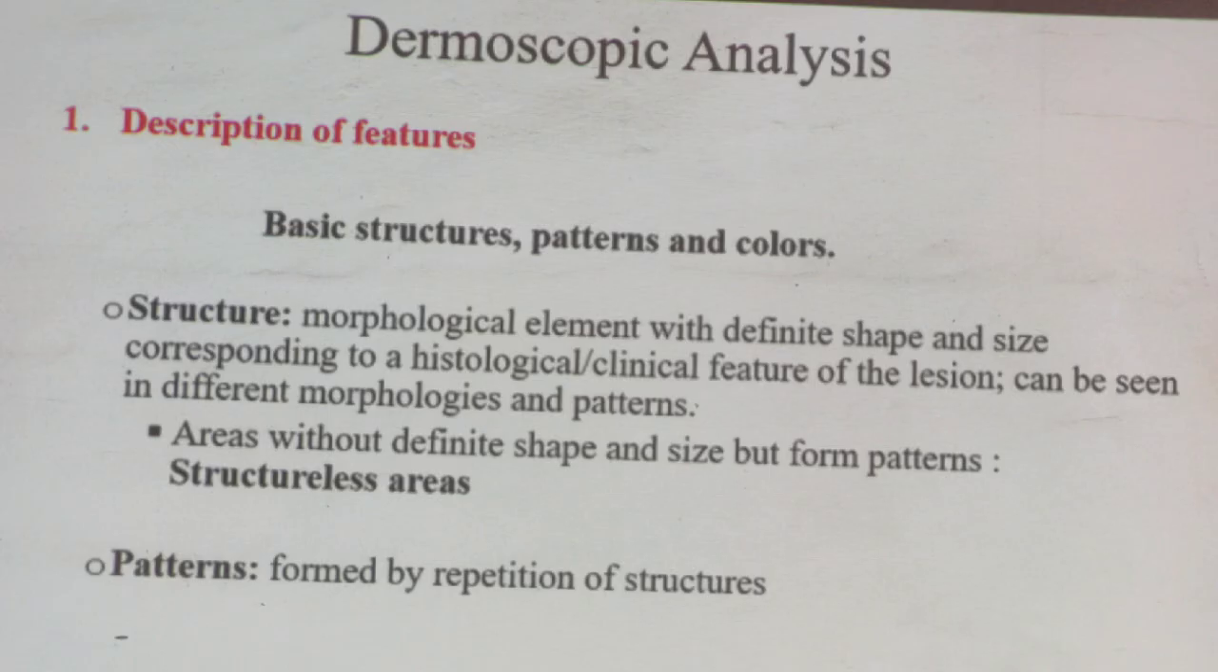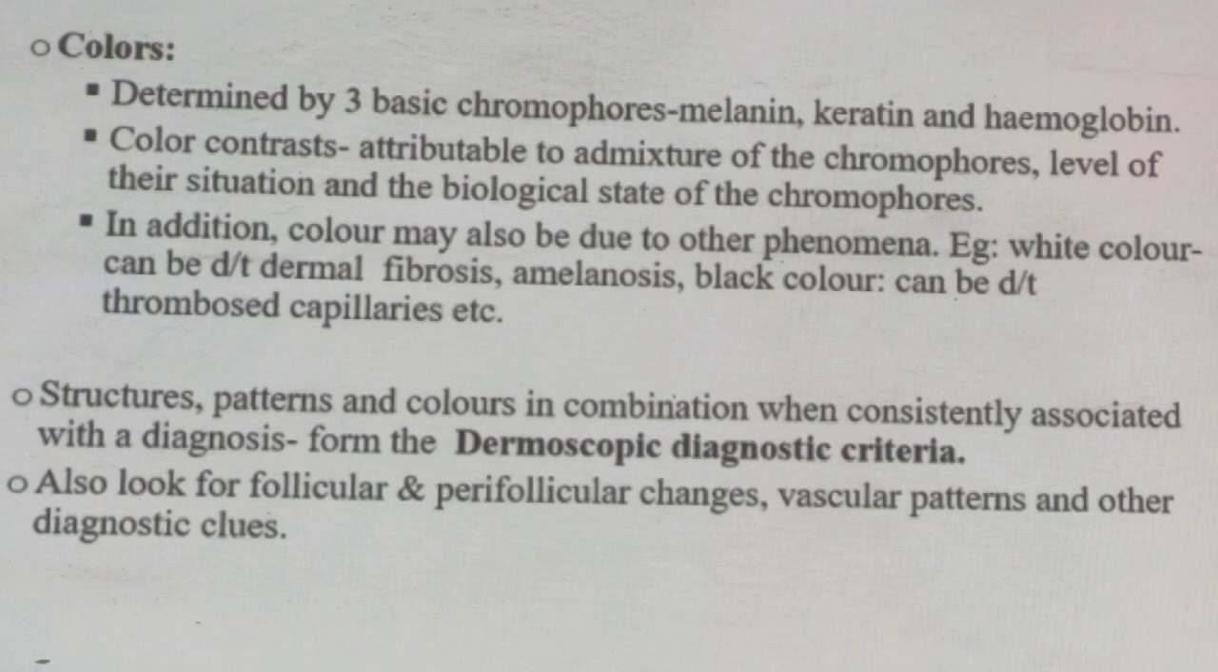Coming to dermoscopic analysis, it involves description of features and interpretation of the features. So description of features include basic structures, patterns and colors. Structure is a morphological element with definite shape and size corresponding to a histological or clinical feature of the lesion. This can be seen in different morphologies and patterns. Areas without definite shape and size but form patterns are called structureless areas. Patterns are actually formed by repetition of structures.